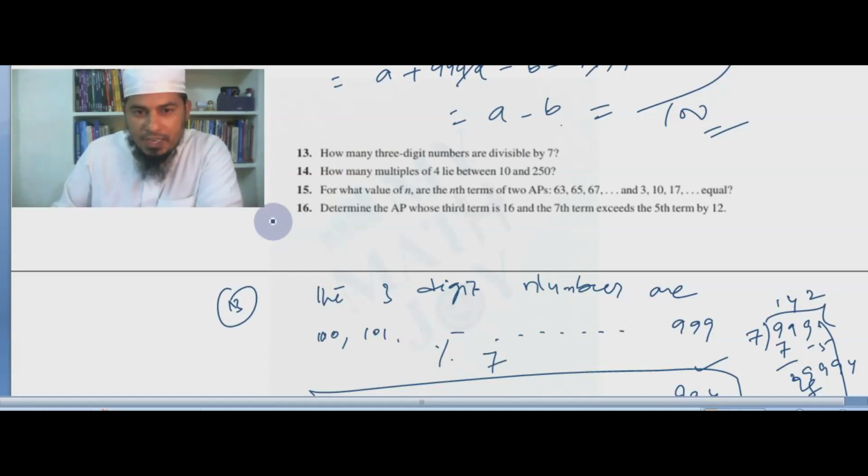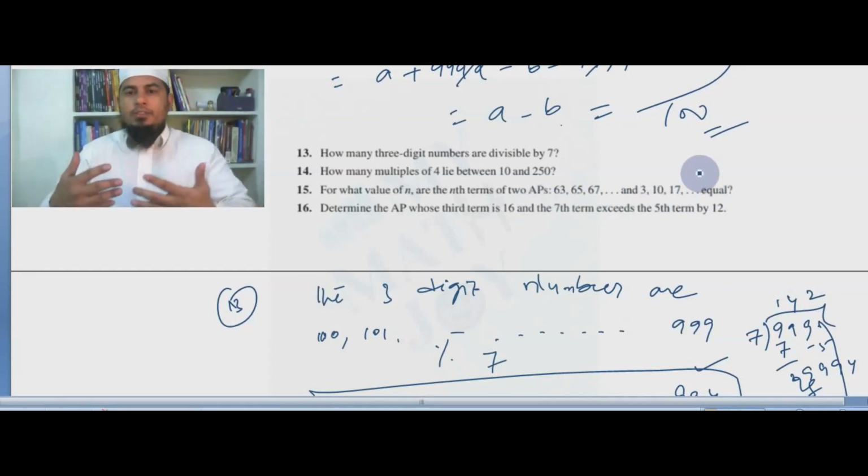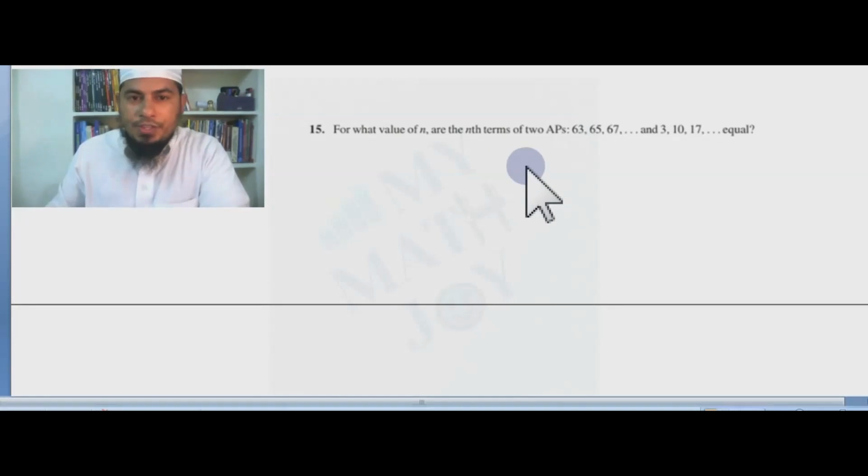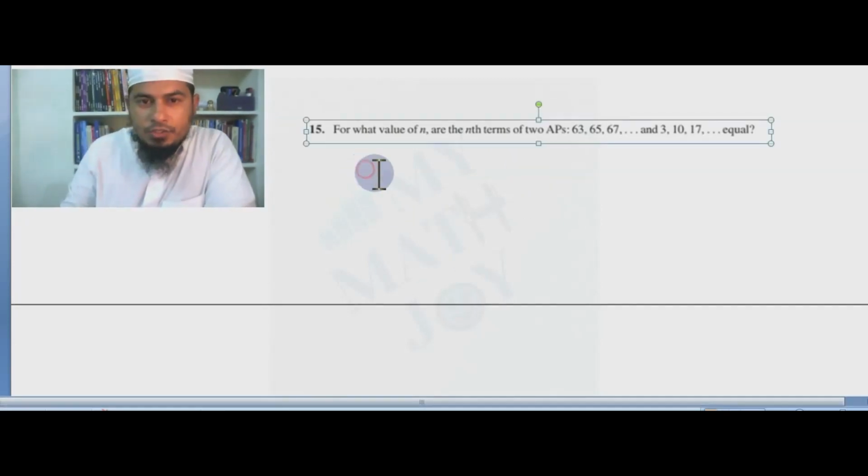So the next question, 15, is telling me: for what value of n are the nth terms of the two APs equal? This AP and this AP are equal. The n term of this AP and the n term of this AP are equal. So let us equate this. Proceed. So here question 15 is ready for us to solve. Let us solve this question now.